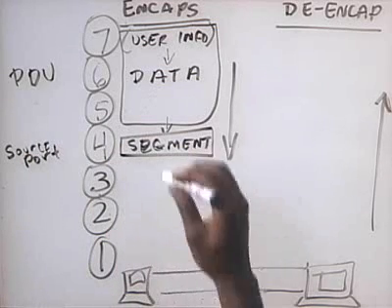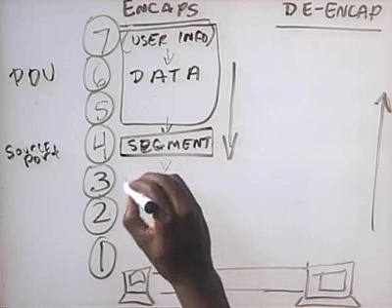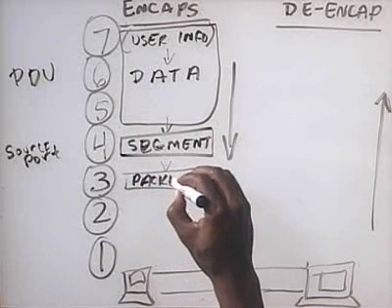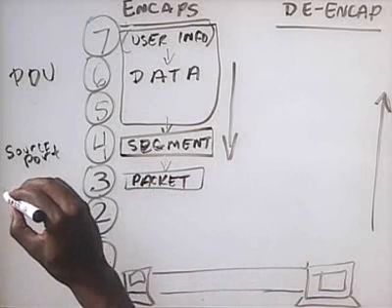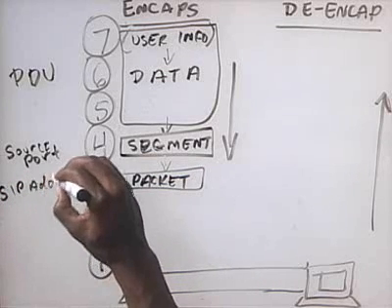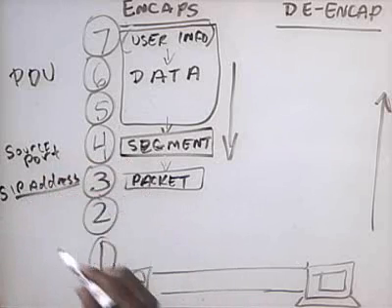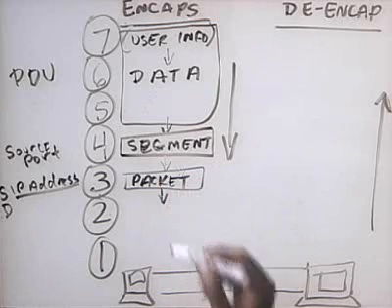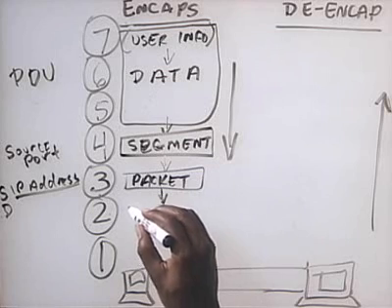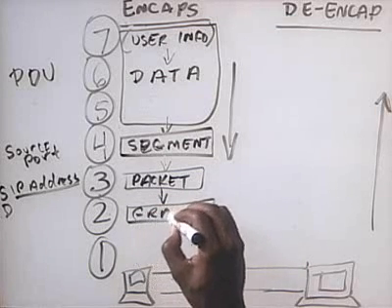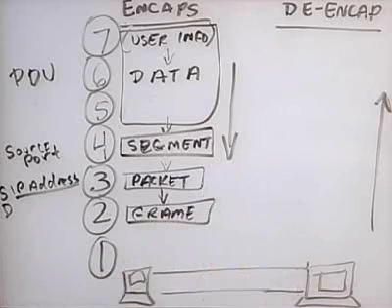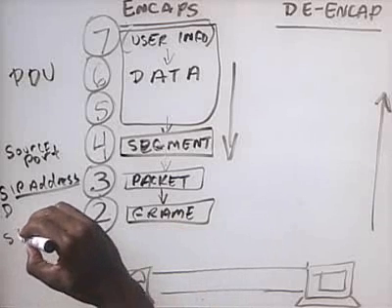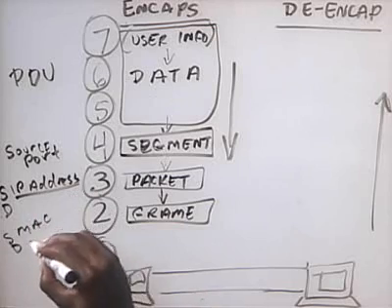Then that segment is passed on down to layer 3, where it's encapsulated again with a packet header. That packet header contains the source IP address and destination IP address. And then that packet is sent down to layer 2, where we have a frame, where the frame header is attached to the packet, which now has a source MAC address and a destination MAC address.